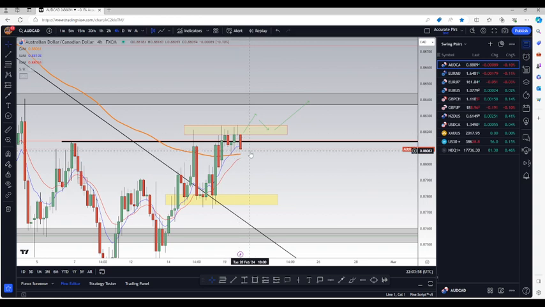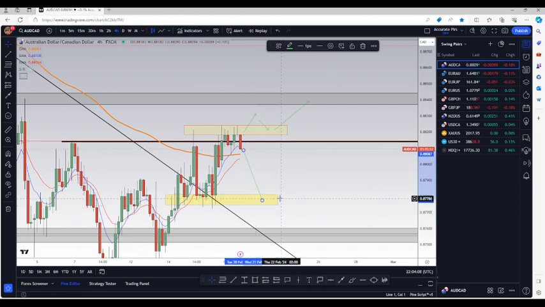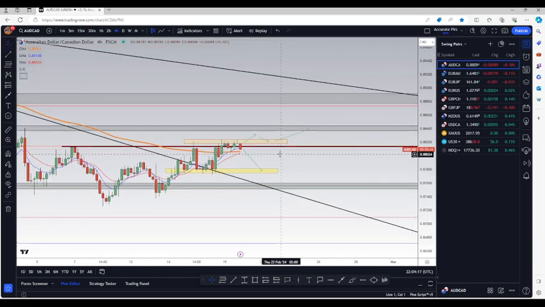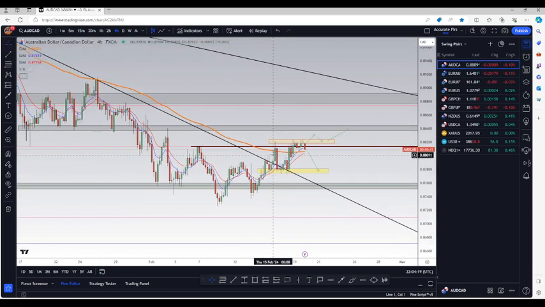You know what? It depends how this next 4 hour candlestick closes. Then this could actually be a reversal as well. Price might not even break above that resistance level. It's got potential to come back down and retest this price level, this support level. So yeah, that's two scenarios for AUD CAD. Another level to test.